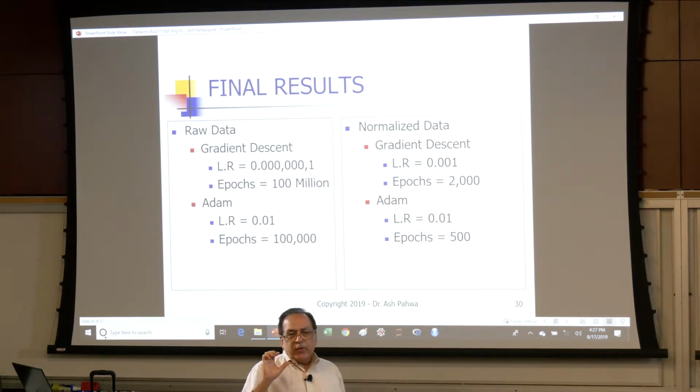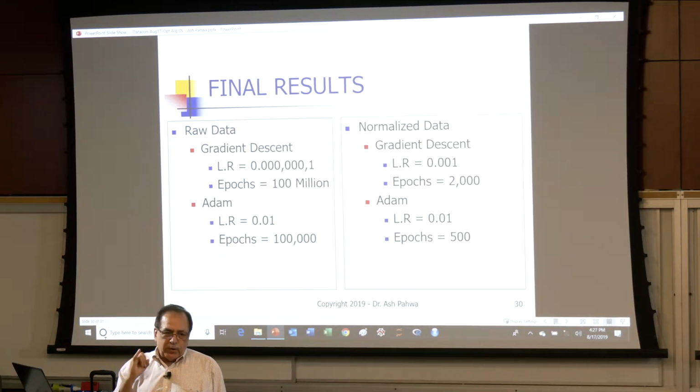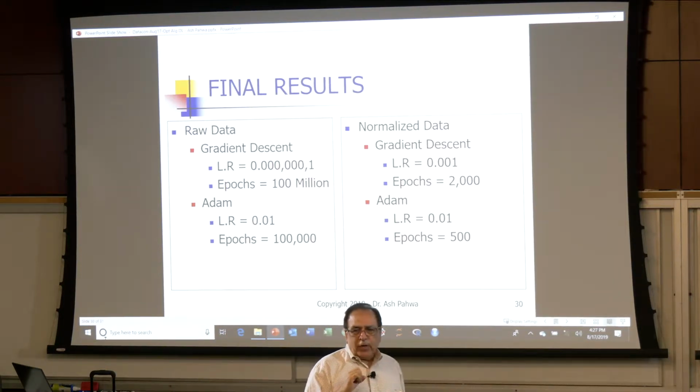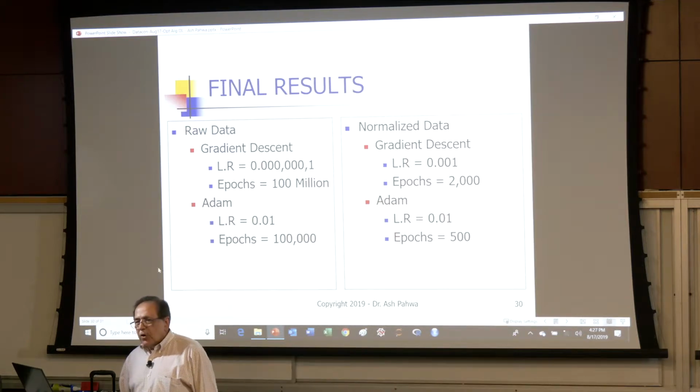Now, let me first of all define what the problem is. The problem is that I have 3 predictor variables and 1 response variable. When you run a deep learning neural network, it is always advised that you should normalize your data. If you do not normalize it, it will take an enormous amount of time for the network to converge. So, if you are using deep learning, you should always normalize the data.